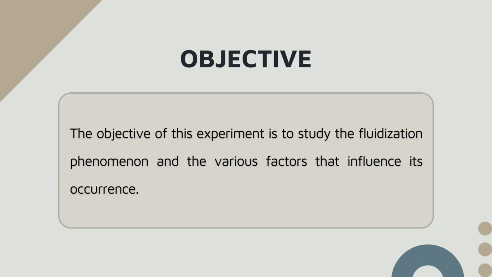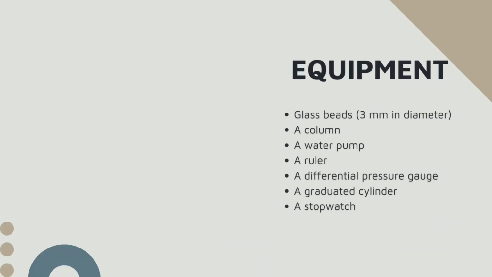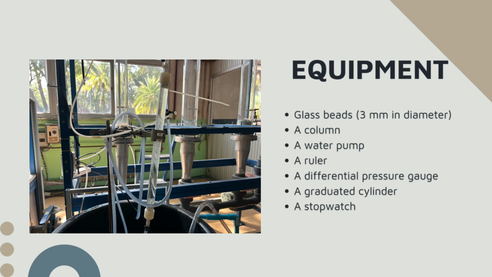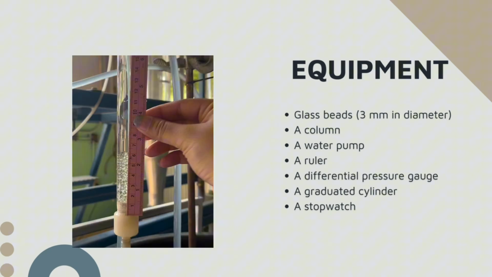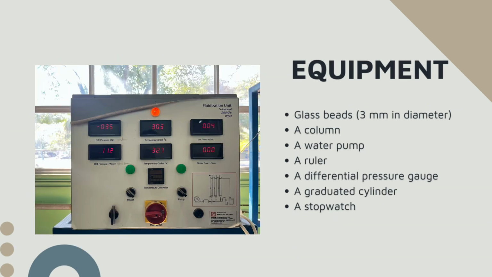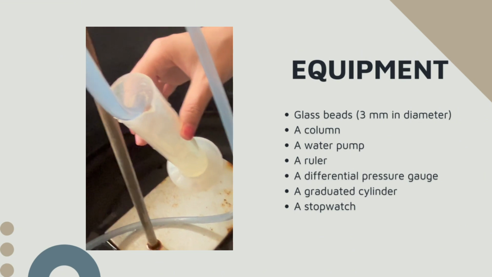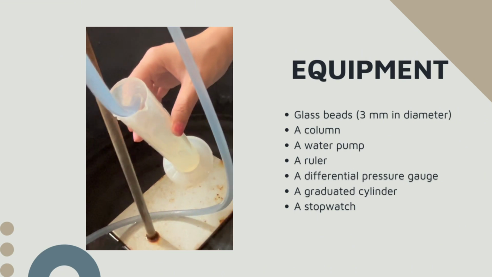The objective of this experiment is to study the fluidization phenomenon and the various factors that influence its occurrence. The equipment required for the experiment includes glass beads 3 mm in diameter, a column, a water pump, a ruler, a differential pressure gauge, which is part of the fluidization experiment set, a graduated cylinder, and a stopwatch.